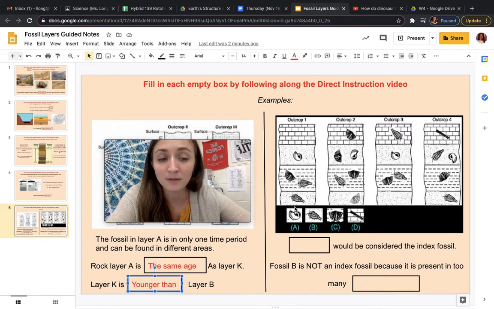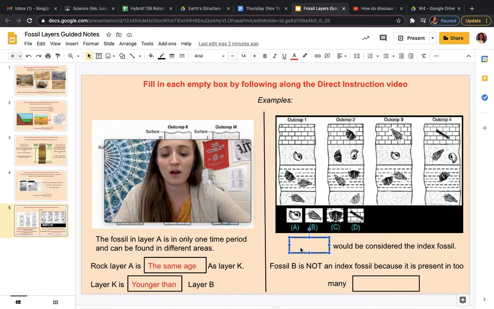Fossil A is the perfect index fossil because here it is in only one time period, but it's also present over here in only one time period. It's over here as well in one time period, and it's over here in one time period. So fossil A would be our index fossil. Now fossil B, like we said, is not going to be the index fossil because it is in too many time periods.